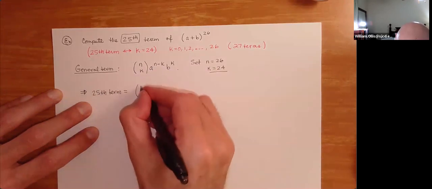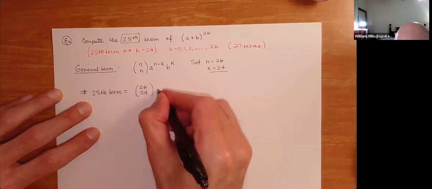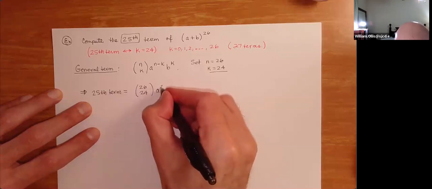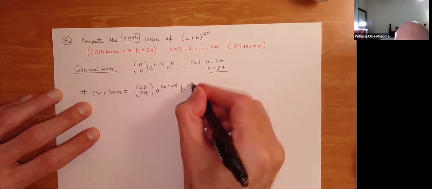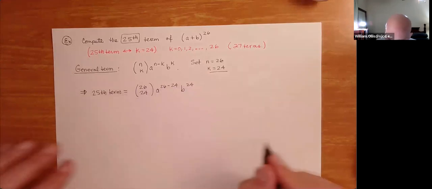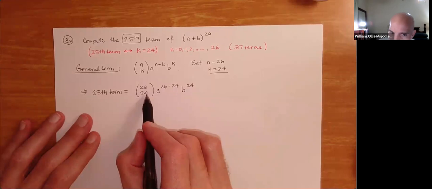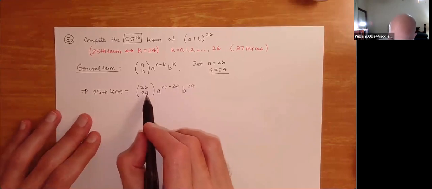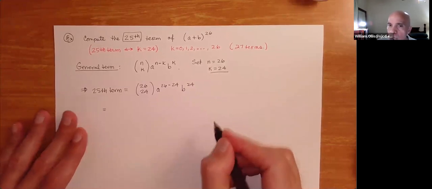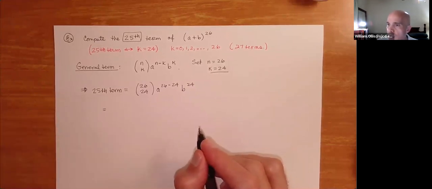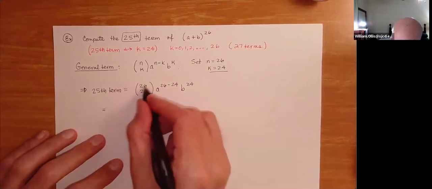So the 25th term equals 26 choose 24, a to the, I'll write it out, 26 minus 24, b to the 24th. Now, you're thinking, well, that's the easy part. And now using the identities I've shown you, we can make this a lot easier. So this turns out to be a simple problem if you use the construction of the what? Binomial theorem.